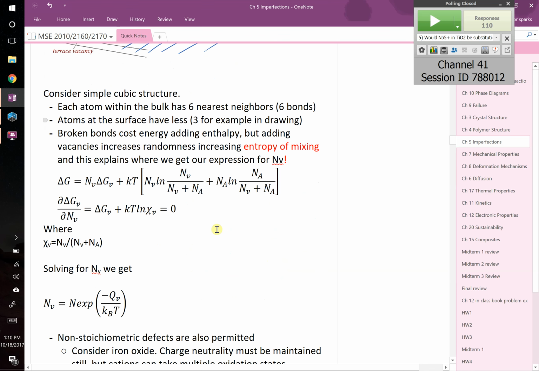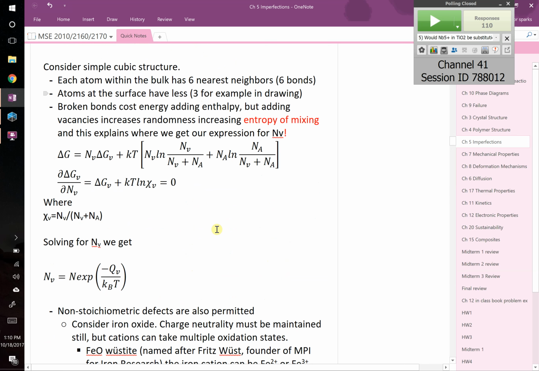So let's consider a simple cubic structure. An atom has 4 neighbors in plane, 1 above, 1 below, so it's got 6 neighbors total. We can actually calculate the change in energy, and I will not test you on this stuff. You will have to use something that comes from it. But basically, here's the change in free energy expression.